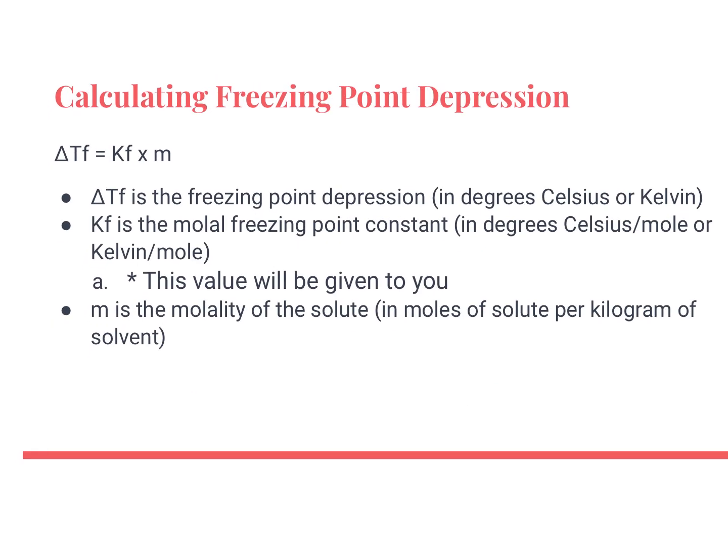Next we're going to look at freezing point depression. This equation is pretty much the same. Delta Tf is how much the freezing point is going to change, and that's equal to Kf times m. Go ahead and write down the freezing point depression equation. Delta Tf is the change in temperature, Kf is the molal freezing point constant, and again, I will always give you Kf. And m is still molality.